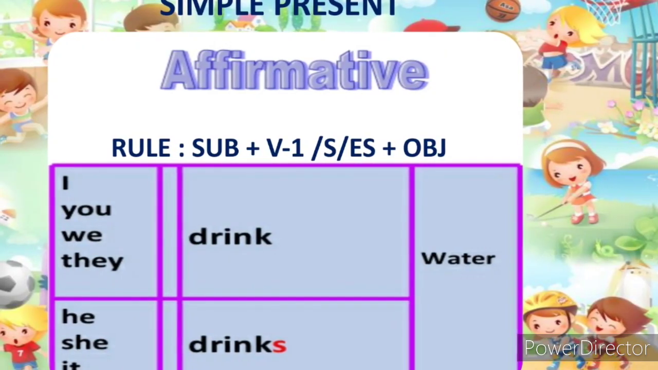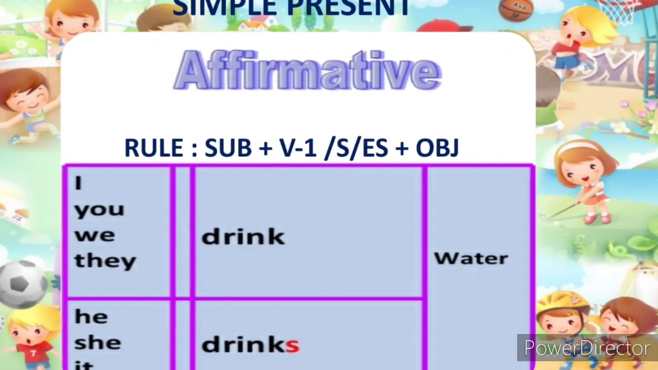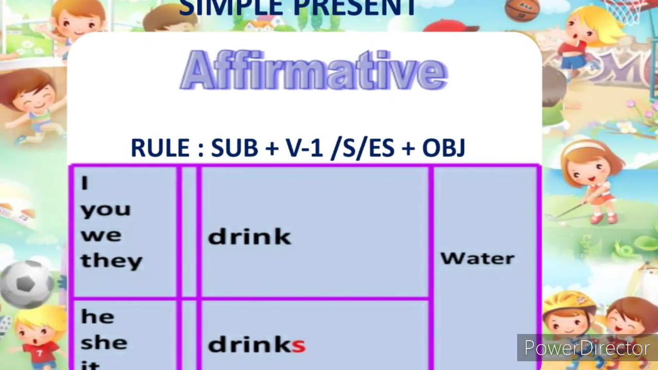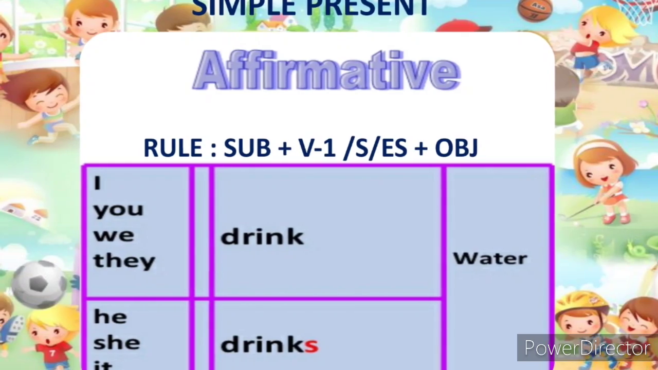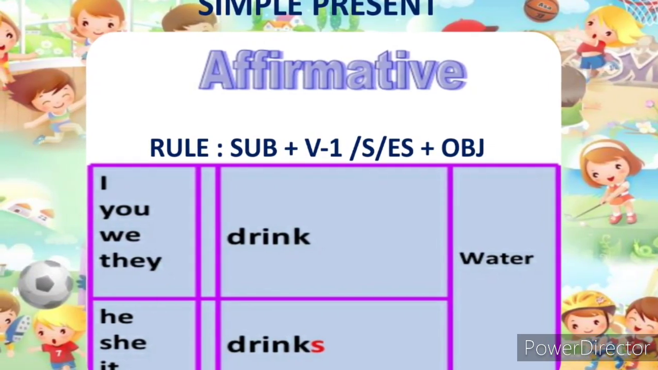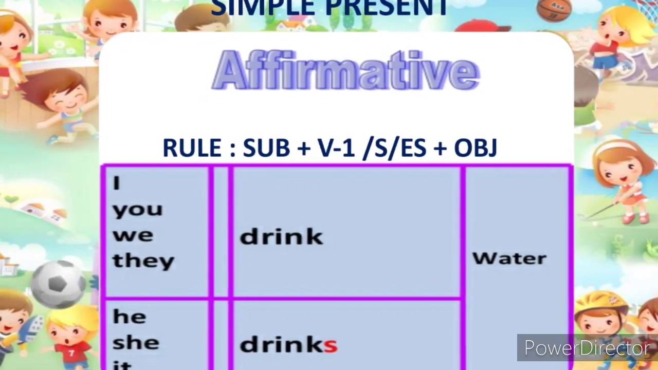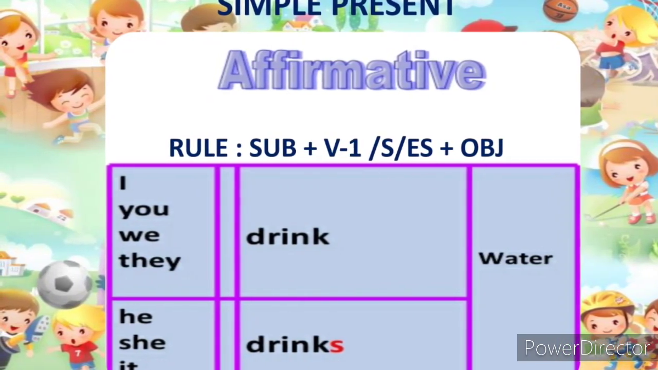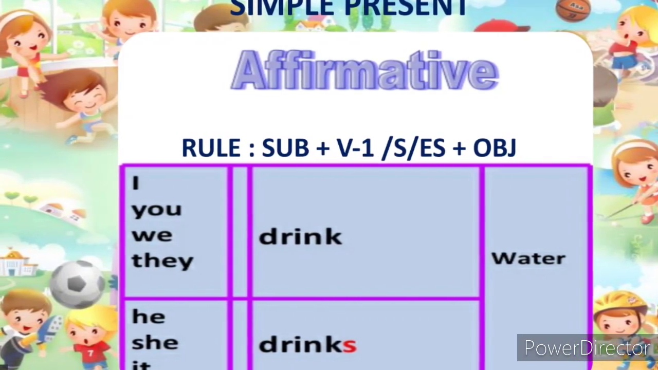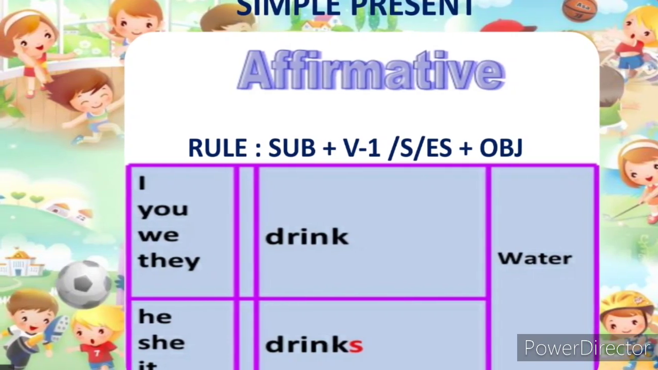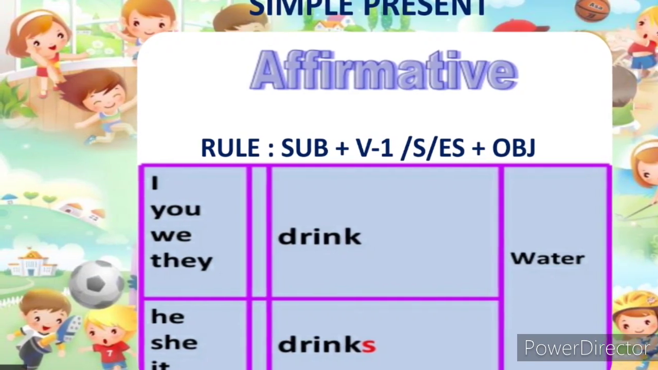In simple present tense, the rule for writing affirmative sentence is subject plus the first form of the verb plus object. For subjects like I, you, we, they, etc., we simply write the first form of the verb, like I drink water, you drink water, we drink water, and they drink water. But for subjects like he, she, it, we have to add s or es along with the verb, like he drinks water, she drinks water, or it drinks water.